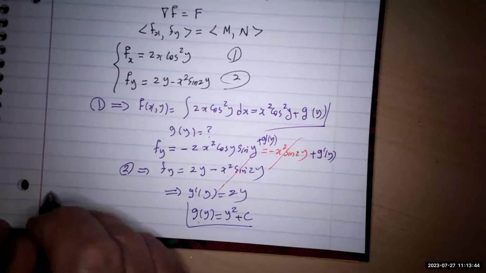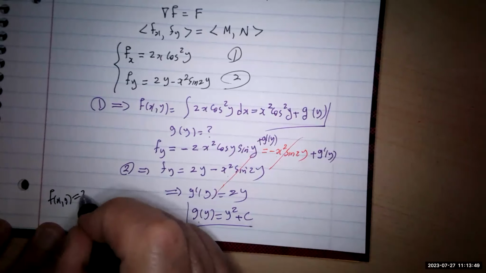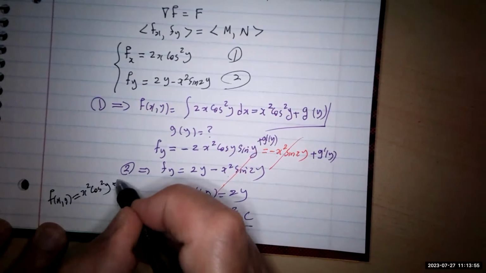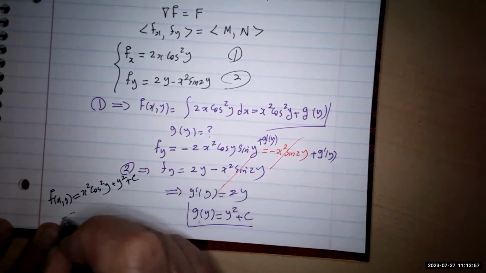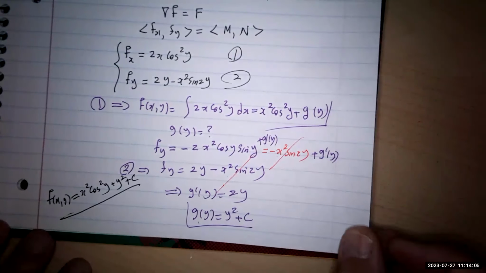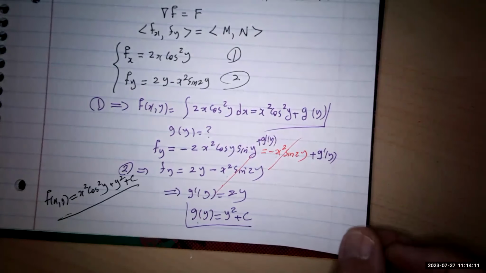So the potential function f of x comma y is equal to x squared cosine squared of y plus y squared. That would be enough, but y squared plus c is going to be the actual general solution. Okay, so you receive one of them in the quiz. So that's how you take it when it's a function of two variables, or your vector field is going to be in R2, on the plane. Any question?